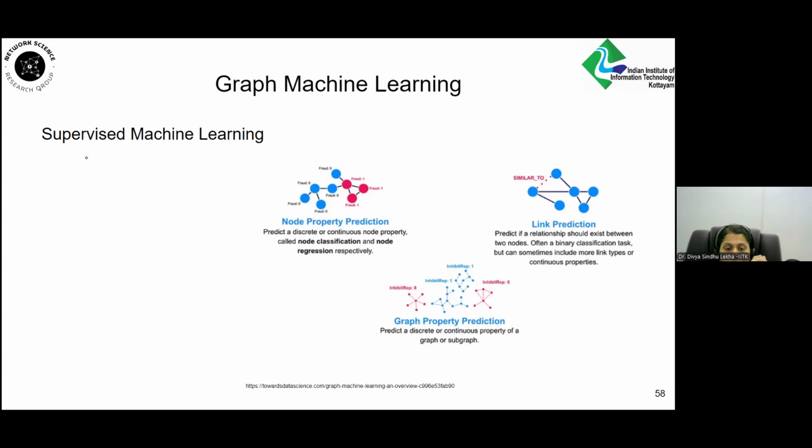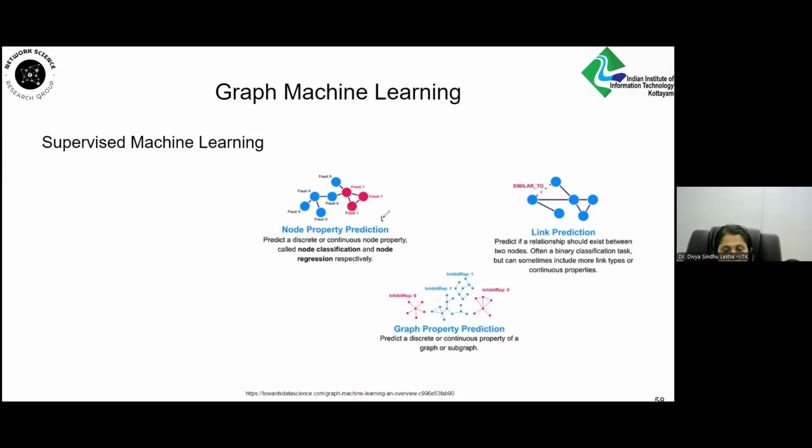Some example use cases in which supervised graph machine learning is used are node property prediction, where you predict properties of nodes which are not already available in the system. For example, here you are trying to assess if a given node is a fraud or not. Maybe in a financial transaction, you are trying to check if one person or one kind of transaction is a fraud transaction or not. That is a use case of node property prediction. Link prediction we have already seen.